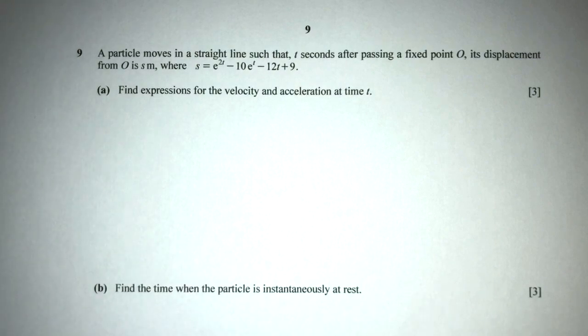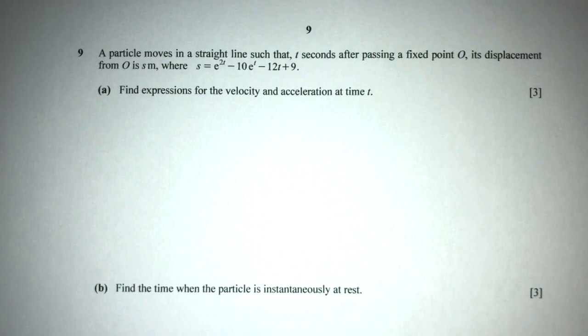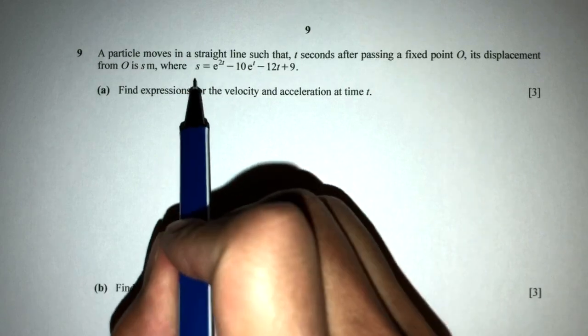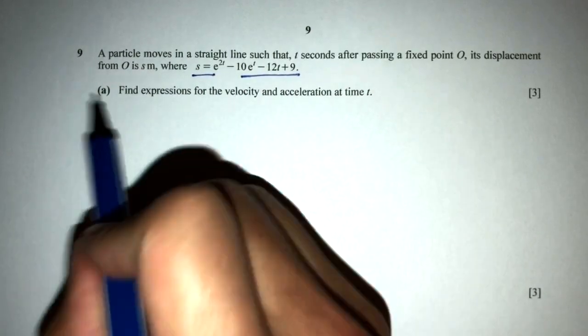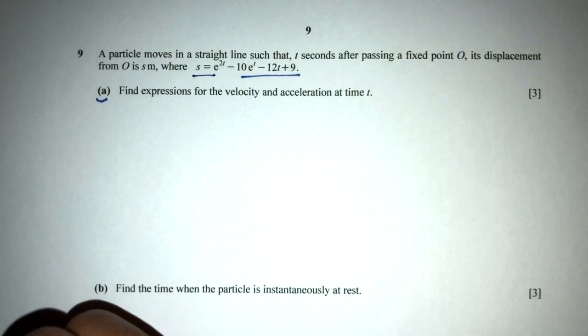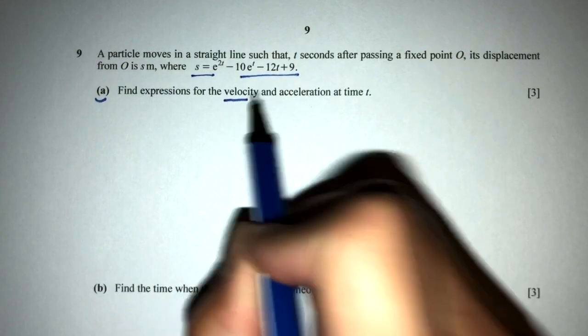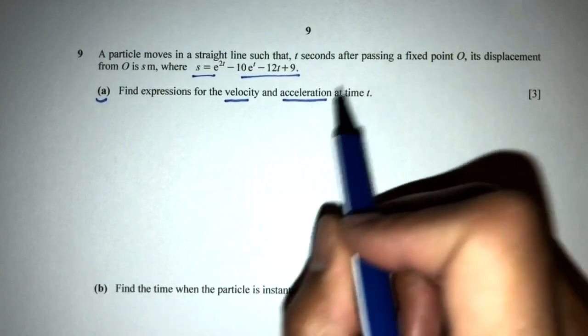Now let's move on to question number 9. A particle moves in a straight line such that t seconds after passing a point O, its displacement from the point O is given by this. Okay, that is the first thing. Now for part A, we have to find the expressions for the velocity and the acceleration of the particle at time t.